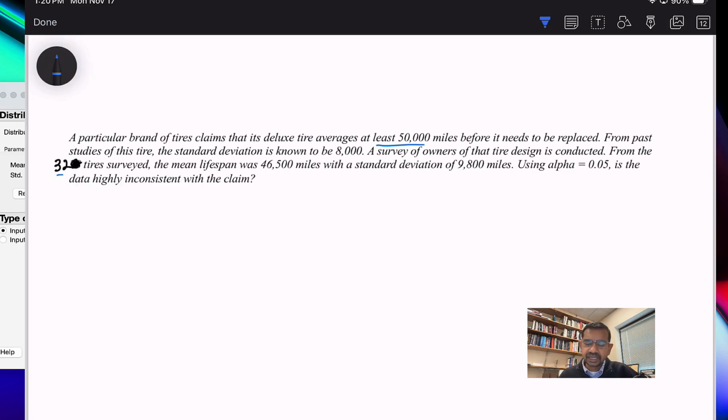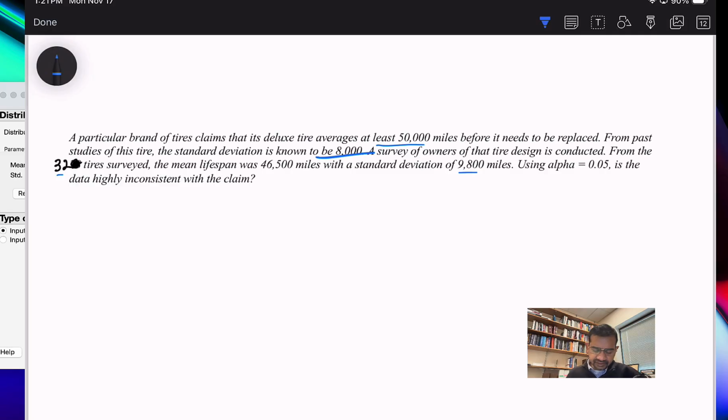So here, even though we are given the sample standard deviation of 9,800, we won't really use it because we're also given the population standard deviation. If you're given the population standard deviation, we would always use that.